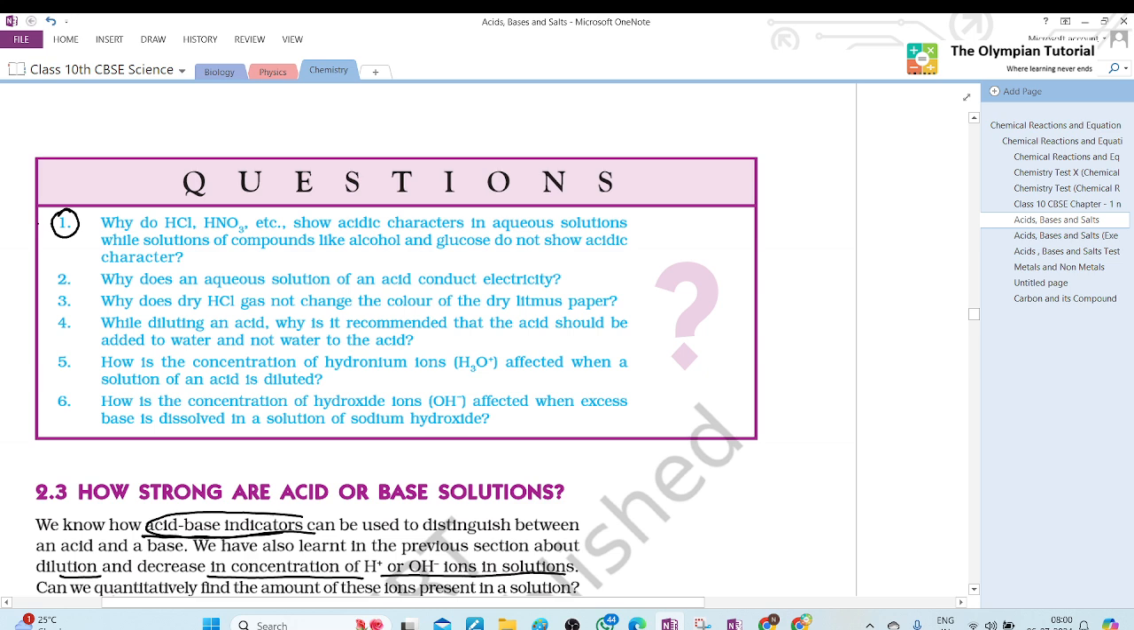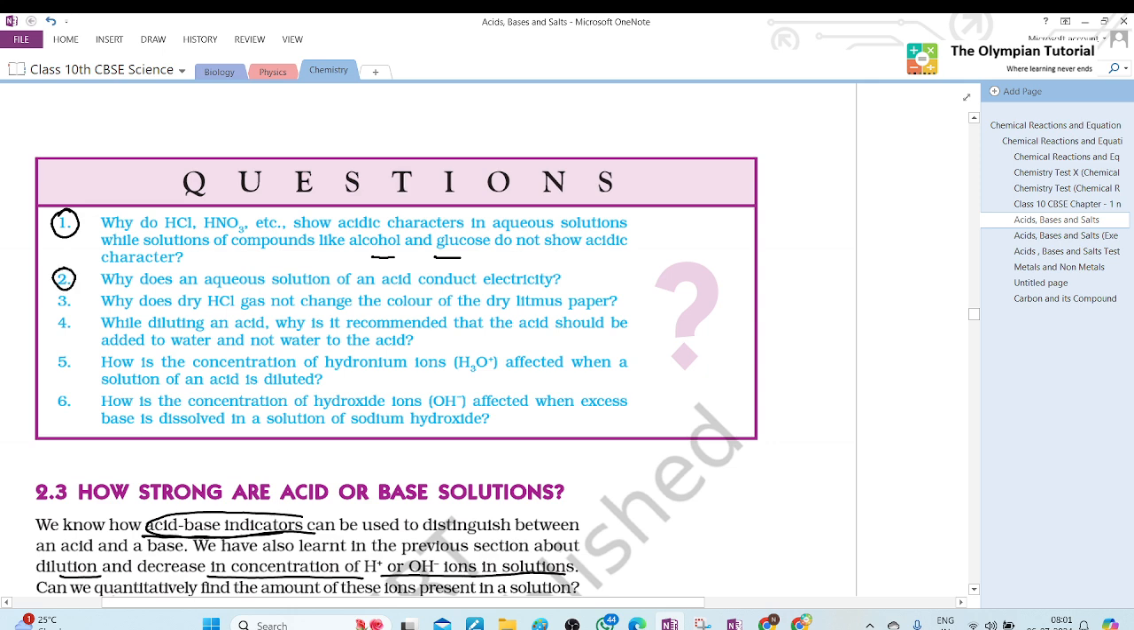Yes, ma'am. Students, first one, read the question. Why do HCl, HNO3, etc. show acidic characters in aqueous solutions while solutions of compounds like alcohol and glucose do not show acidic character? Why? Ma'am, because HCl and HNO3 release hydrogen ions and conduct electricity, but not alcohol and glucose. Very good. Aikta, are you okay?